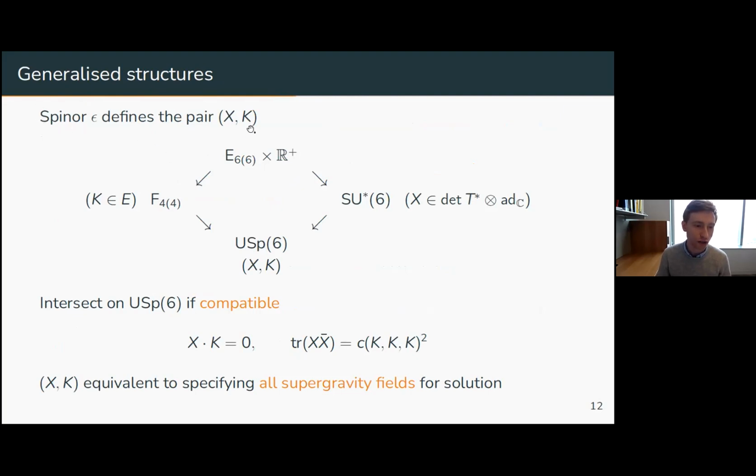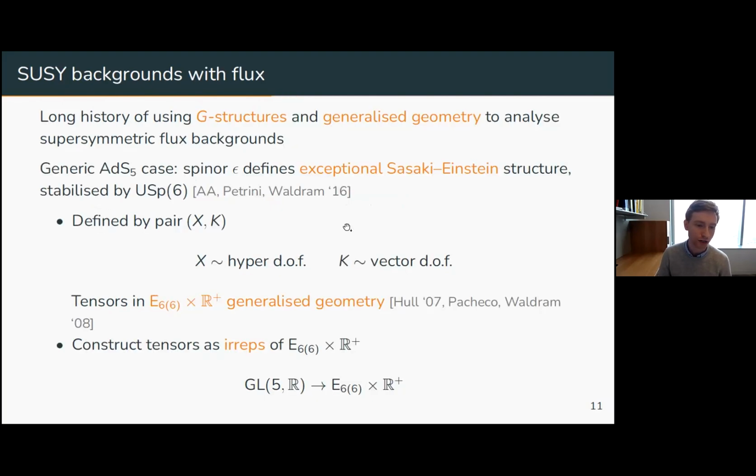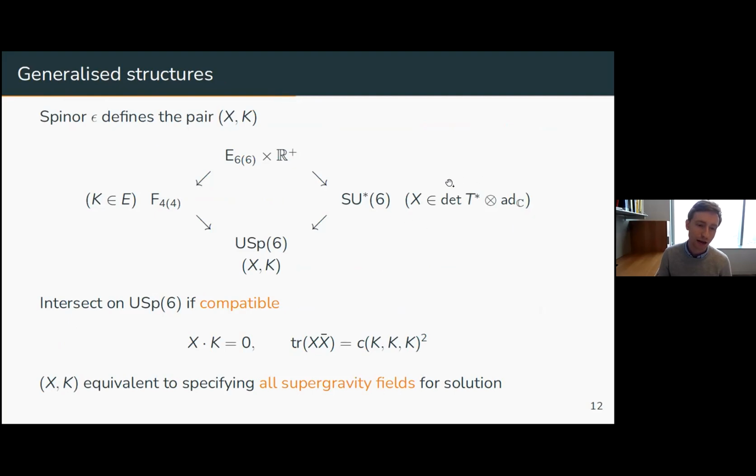It defines a pair of these structures, and each of these structures individually defines some G structure. So K, for example, is a generalized vector. It lives inside the generalized tangent bundle E, and it defines an F4(4) structure. X here is a complex section of the adjoint bundle. It defines some SU*(6) structure. And together, you want these things to intersect on a USU6, because that's the USU6 that the invariant spinor for the background generically defines. Given two of these structures, X and K, they will intersect on a USU6 if they also solve some compatibility conditions, such as the action of X on K is 0 and a certain normalization condition.